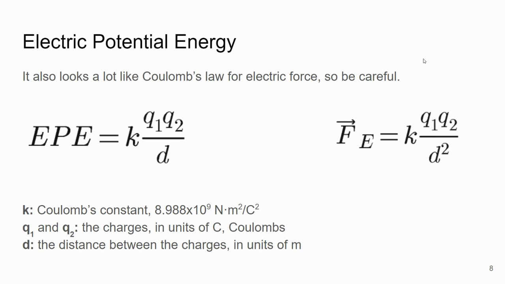So notice also that our formula for EPE looks a lot like our formula for Coulomb's law. The only difference is in Coulomb's law, D gets squared in the bottom. In the EPE formula, it doesn't. So you have to be careful when you're grabbing equations and trying to figure out what to do. Be very careful that you're grabbing the right one and squaring it when you need to and not squaring it when you need not to square it.